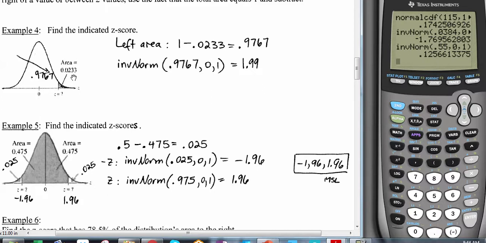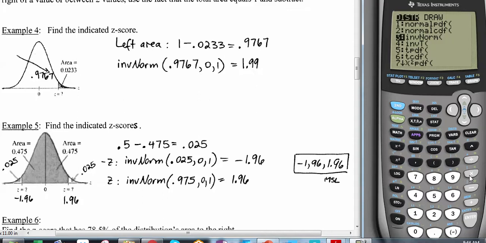We can again use the inverse normal command for this, but we can't use the number that's given to us because it's not the cumulative area. However, we can very easily figure out the cumulative area because the total area under the curve is 1, so the left area would always be just equal to 1 take away the right area. So if I do 1 minus the 0.0233, that'll give me the cumulative area, which is the area to the left, which is 0.9767.